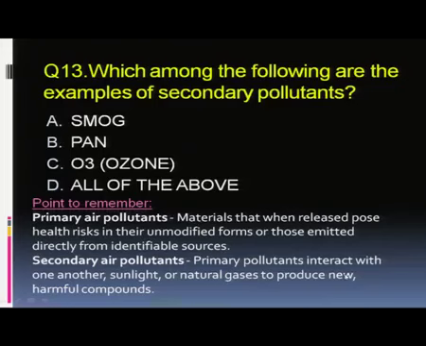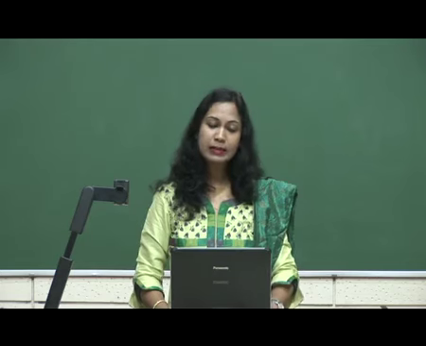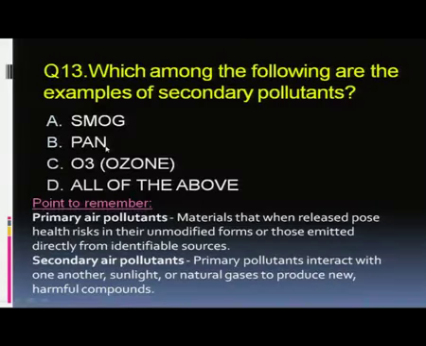And the secondary air pollutants are the primary pollutants already present in the air which, when they combine with something like sunlight or water or natural gases, form a new pollutant which is very harmful for the organism. That is known as a secondary pollutant. The examples include photochemical smog, peroxyacetyl nitrate, ozone, so all of the above will be the correct answer.